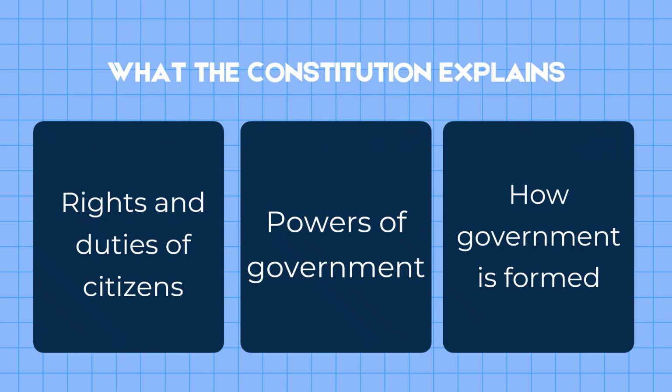The Constitution explains the rights of citizens, such as the right to education and freedom. It also explains citizens' duties, like obeying the law. It clearly sets out what the government is allowed to do and how the government is formed. This prevents abuse of power.